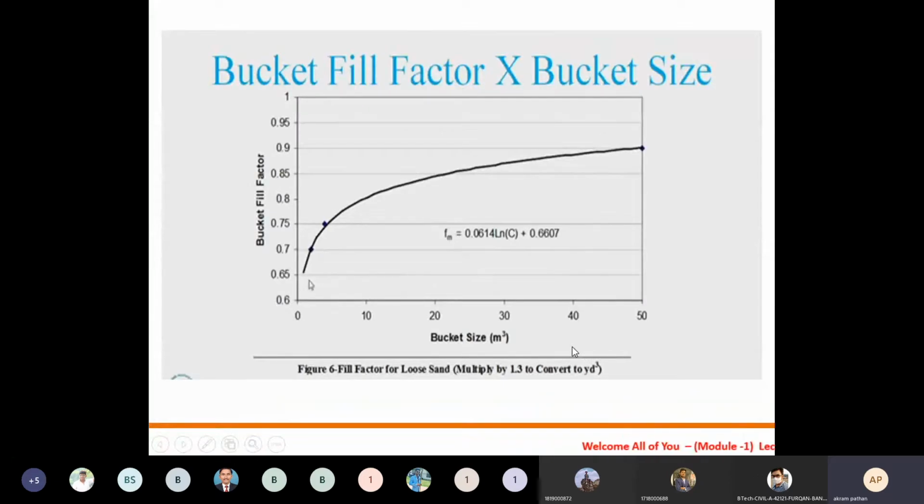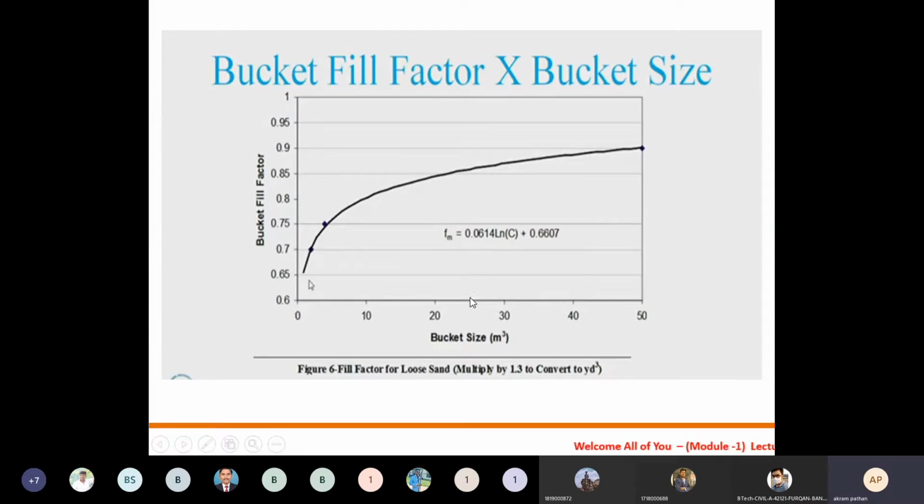Then this chart or graph is very important in the case of the bucket fill factor. On the x-axis, you take the bucket size, the size of the bucket in cubic meters, and then you see the bucket fill factor. As the bucket size increases, the bucket fill factor also increases. So what is the use of this particular chart or graph?